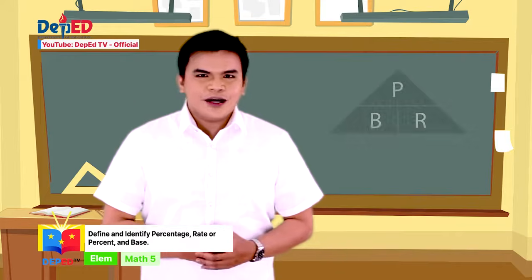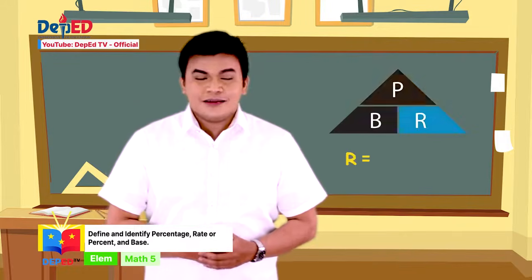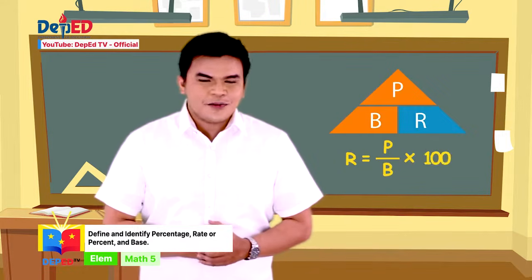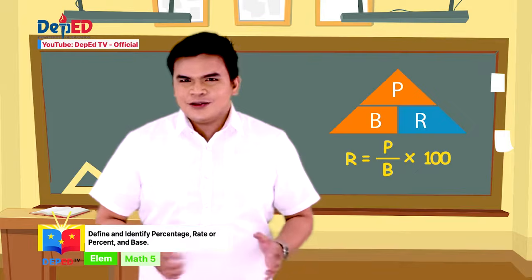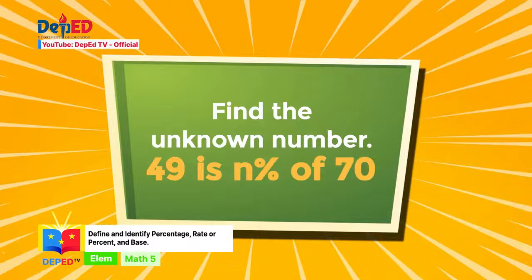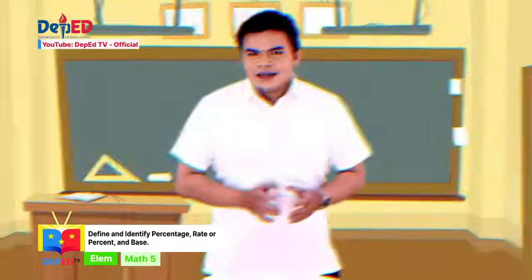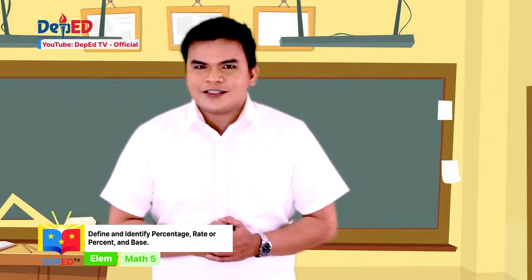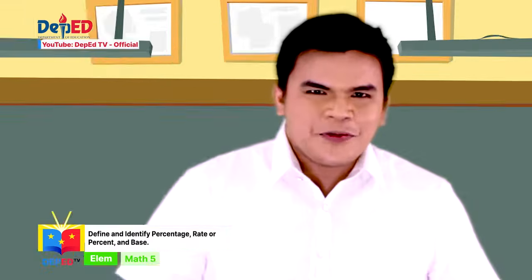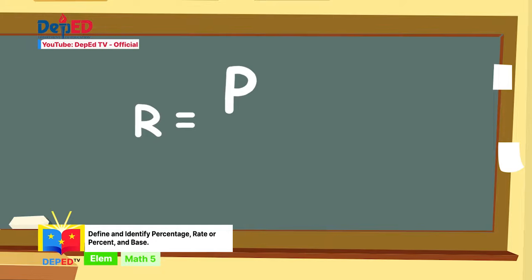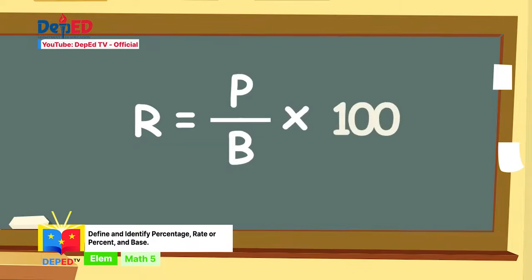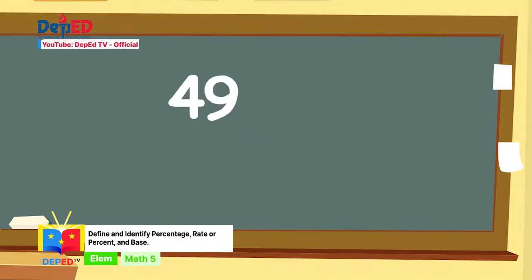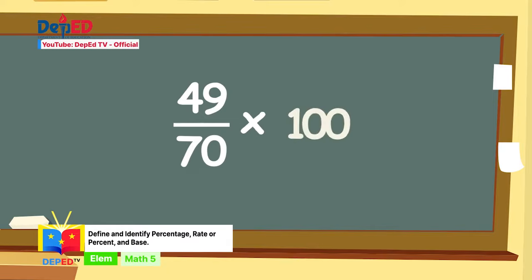Math heroes, why don't we try another example? This time, let's use the formula for rate. Find the unknown number. 49 is n% of 70. Here, the rate is unknown, and what we will be able to solve is the rate in decimal form. Remember to change it to percent. Using the formula R equals P divided by B times 100, we have 49 divided by 70 times 100.